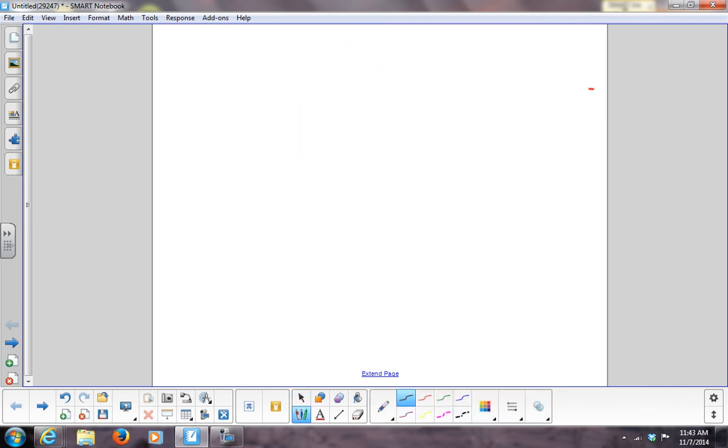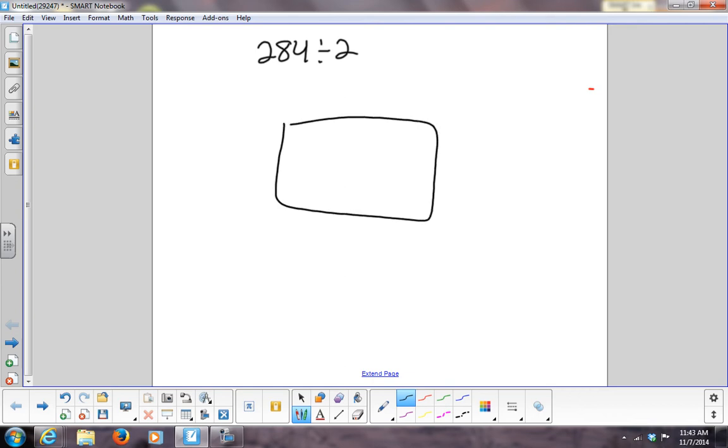My other one was 284 divided by 2, correct? Yes. When we're doing it, would we have to choose between the box and doing it the other way? Not if it says use the rectangular. That's why I'm showing you both. Otherwise, I would just leave it alone with the other way. Okay? All right. So I have 284 in here.